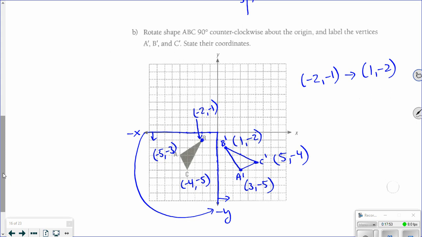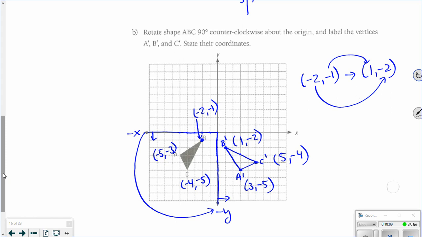So this one, -1 became +1, but then my x value became a y value. My swapping, my +1 now became a negative, or my -1 became a +1. There's a pattern to all of this. That's the same for each one of these.